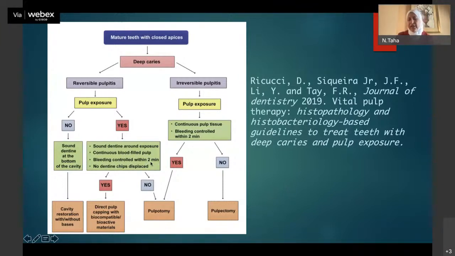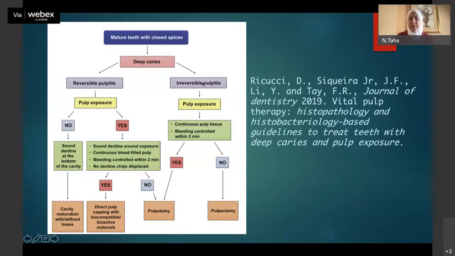I may point out that I asked him personally about the recommendation of 2 minutes, and he said that's what he does, but he doesn't mind if you try up to 5 or 6 times. There should be no dentinal chips, then you do pulp capping. If there are areas of necrosis, and you could not achieve bleeding, you have to go to pulpotomy. It's either partial or full pulpotomy.